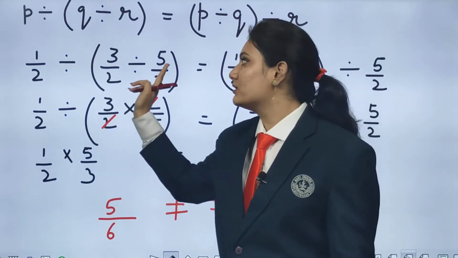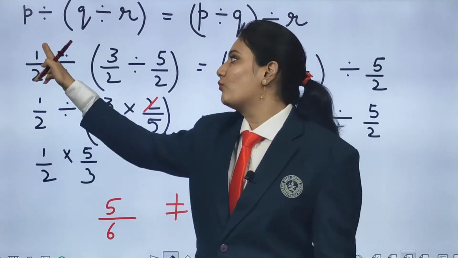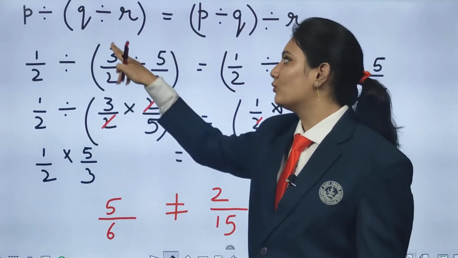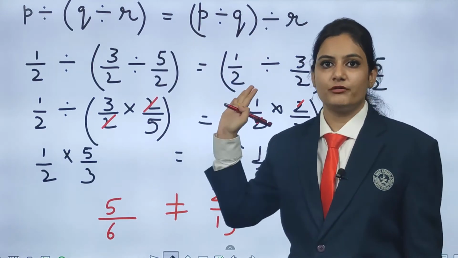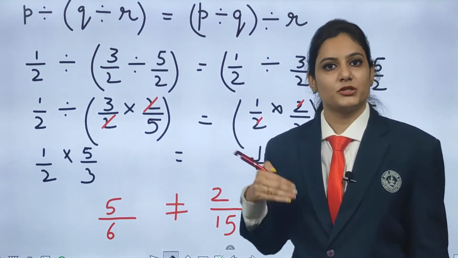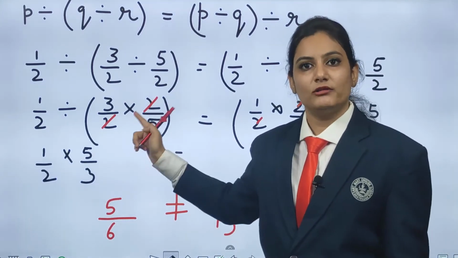Now, the first step is to substitute the values. 1 by 2 divided by, Q was 3 by 2 and R was 5 by 2. On the right hand side also, the first step is to substitute the values. Then the next step is to solve the bracket.